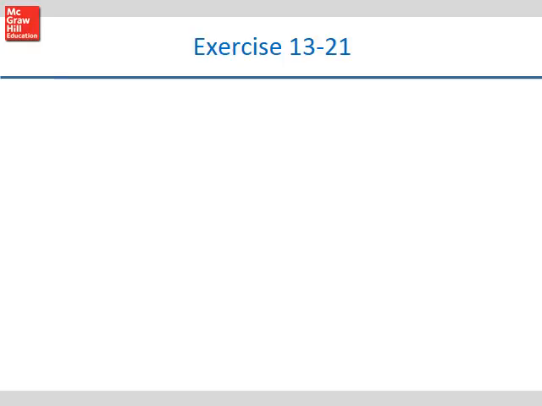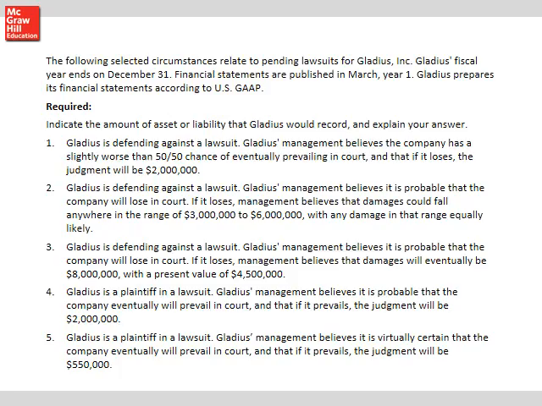Okay, exercise number 21. The following selected circumstances relate to pending lawsuits of Gladius Inc. Gladius's fiscal year ends on December 31st. Financial statements are published in March of year 1, and Gladius prepares the financial statements according to U.S. GAAP. Indicate the amount of asset or liability that Gladius would record and explain your answer.